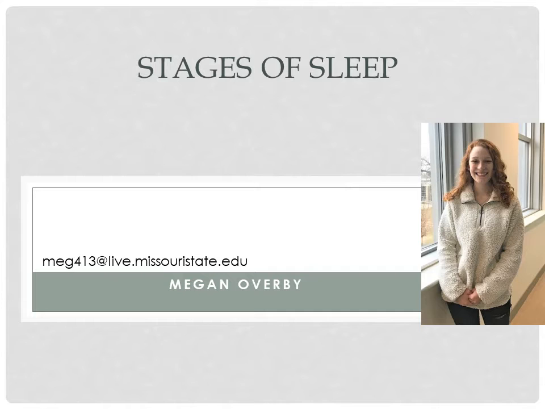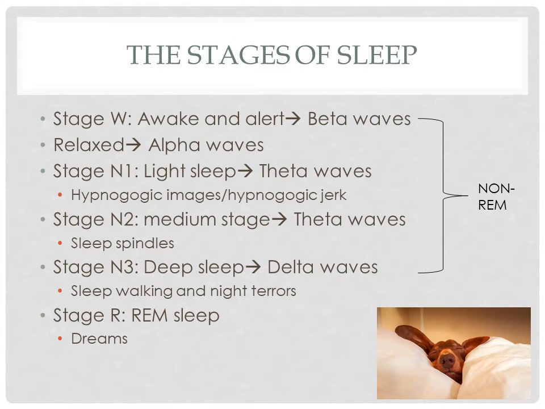This is the second video you should be watching, and we're going to be discussing the stages of sleep. Here are the stages of sleep you want to be familiar with. Stage W is awake and alert. You're going to be emitting beta waves. If you become relaxed but you're still awake, you're going to be emitting alpha waves.